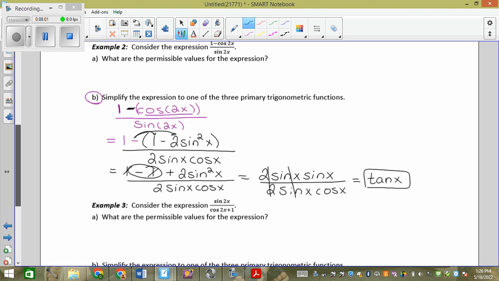So sometimes this is how they ask the question. They'll say, this simplifies to what? A, B, C, or D, right? And then tan x would be one of the options, and you would pick it. Okay, then we're going to flip over. Back to the page we were on yesterday.